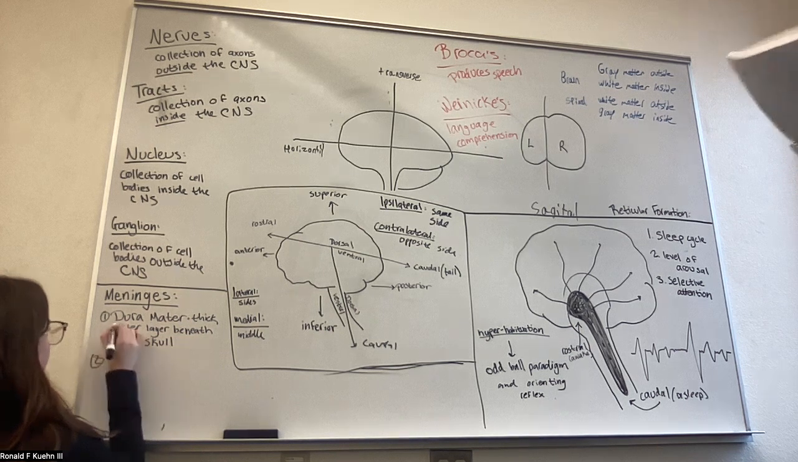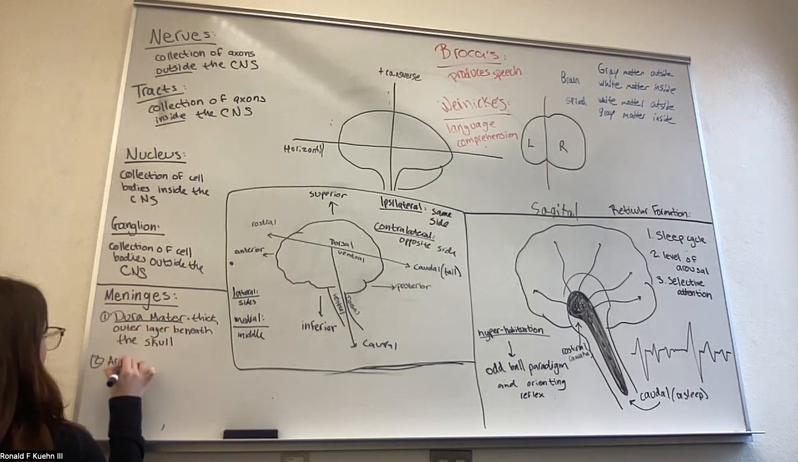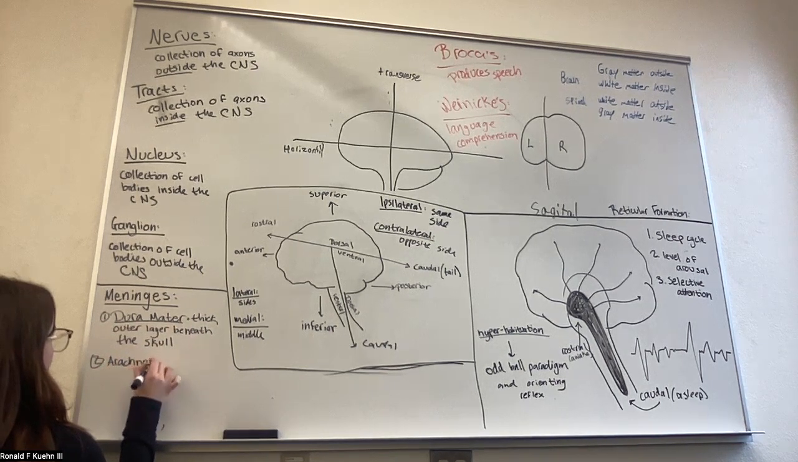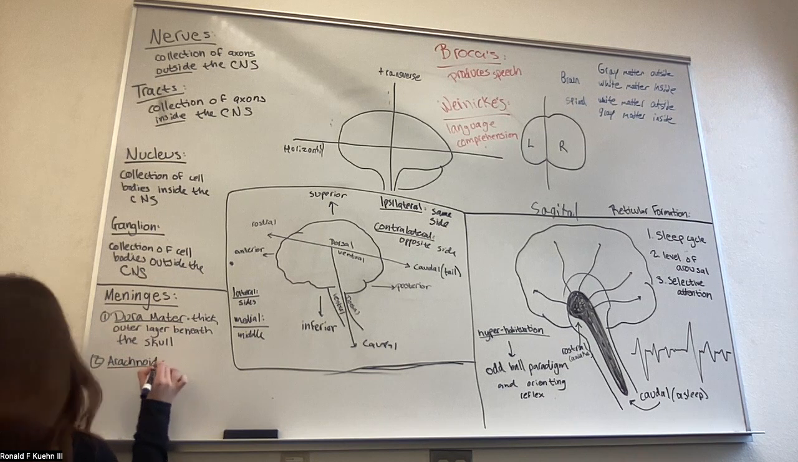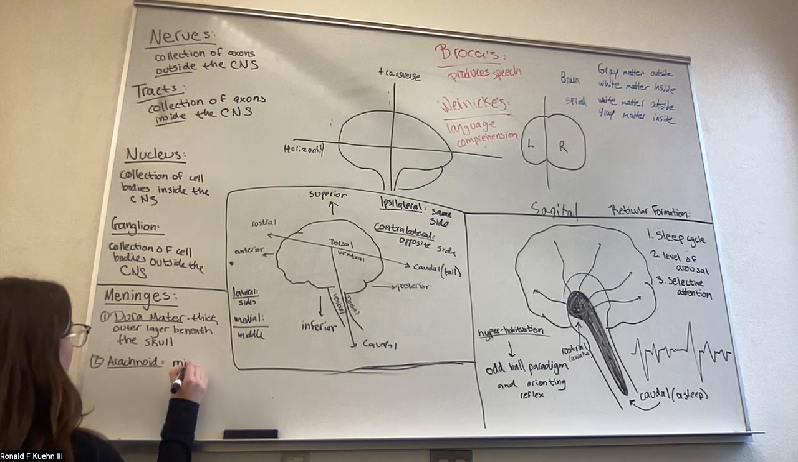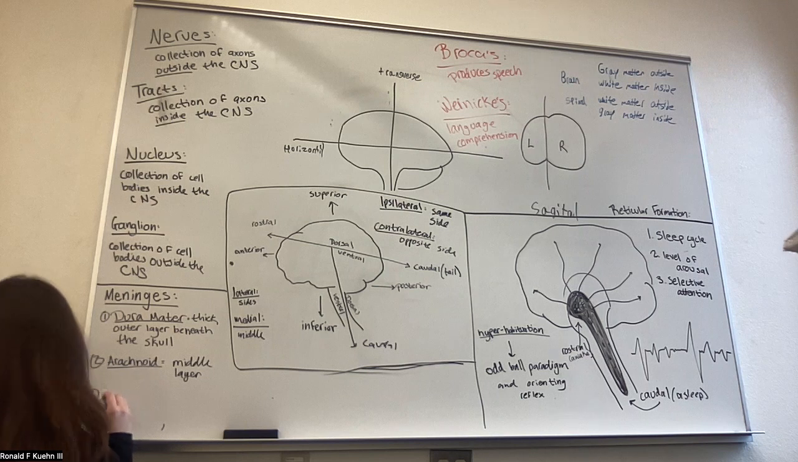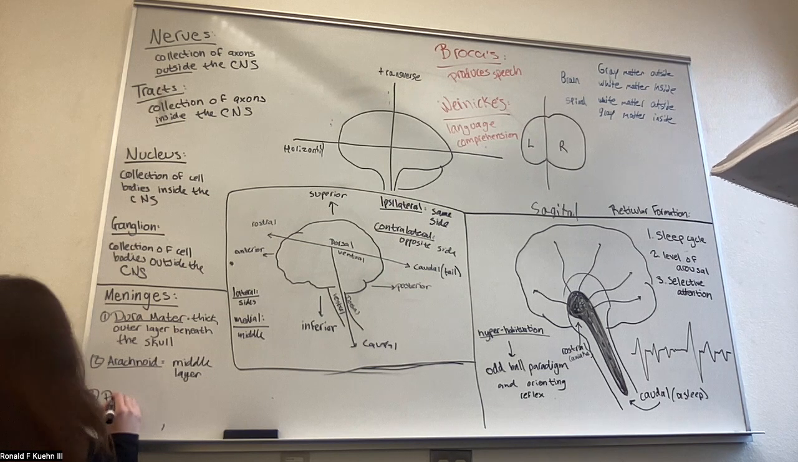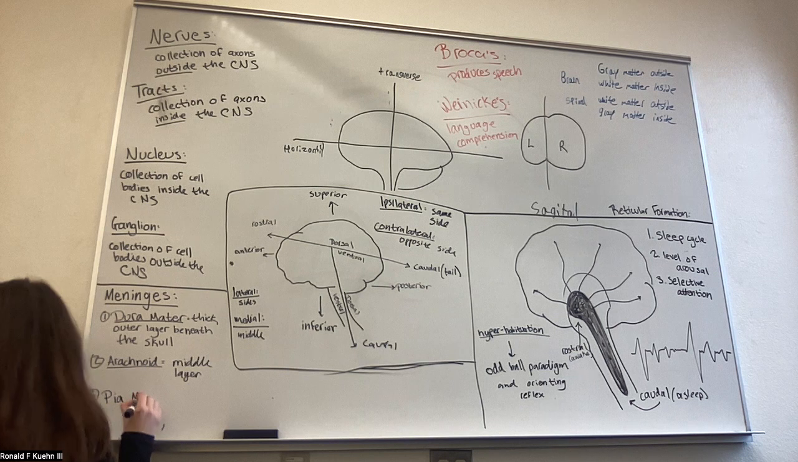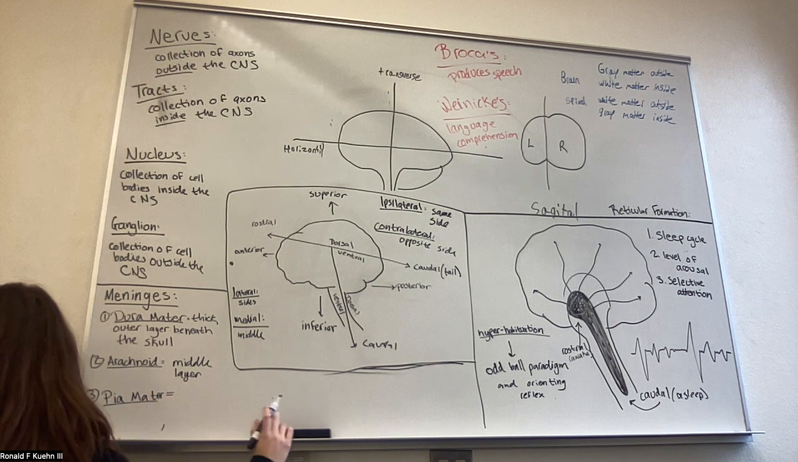The arachnoid filaments are basically the middle layer. I know each of them performs some task, but I don't think you'll have to know those tasks. You just need to know the order, like which one is outer and which one is inner. And then the pia mater is the inner layer, and I think it's the thinnest. If that's wrong, then I'm just wrong.